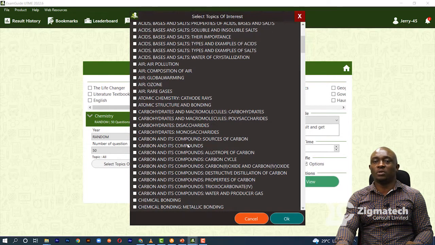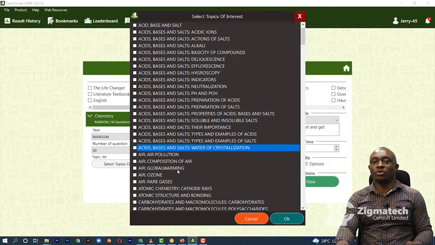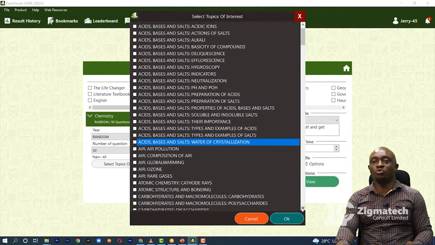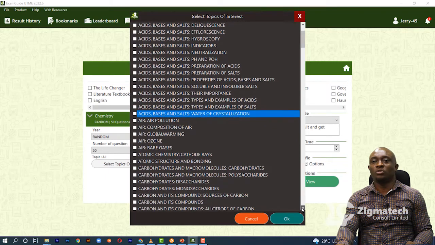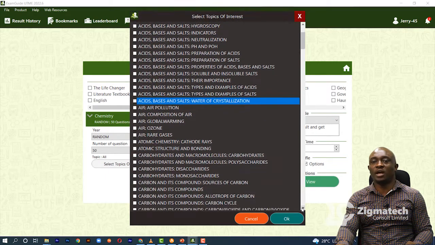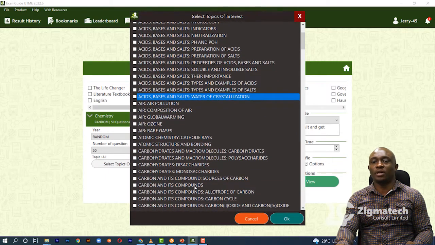If you come to this place, I have carbon and its compound here. Sorry, then it moves. It is your duty to check. Immediately you click, you know whether it is still there or the thing moves to another place. So getting to this place, I believe I have carbon and its compound here. Then I click on carbon and its compound. Click inside this white box, it ticks it. Good.